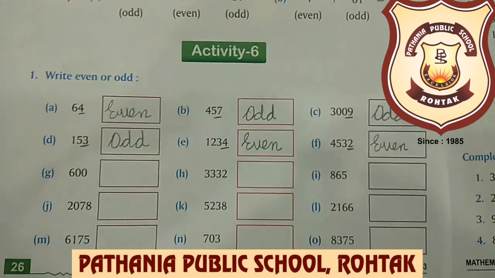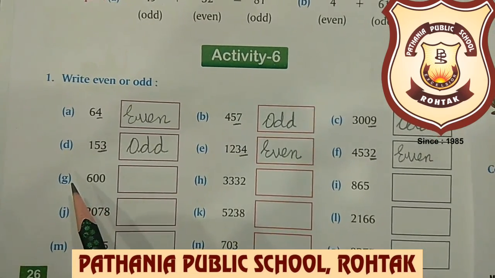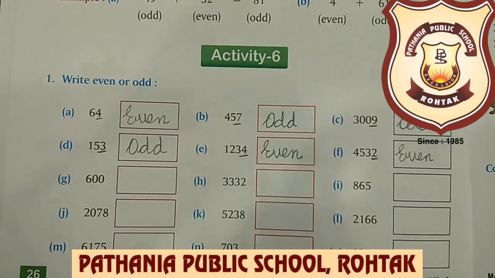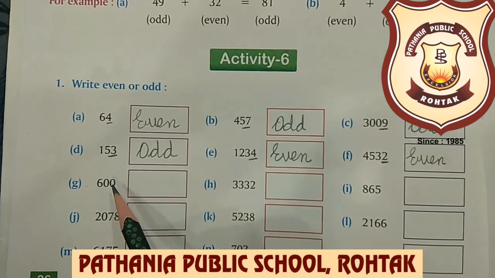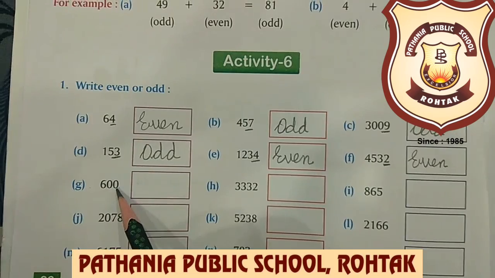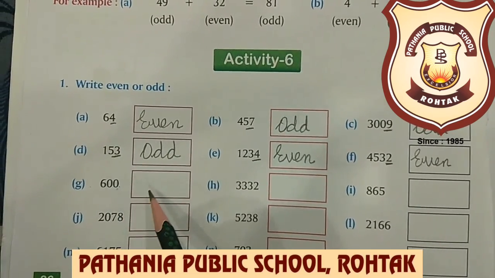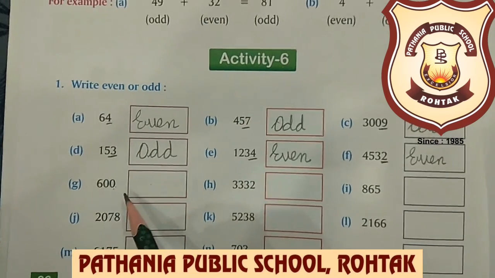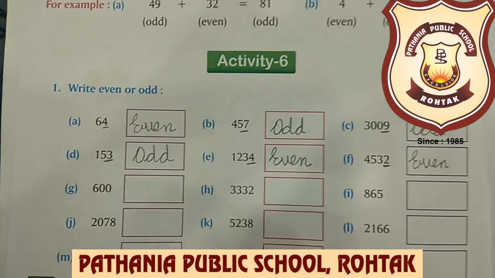So beta, by following the same pattern, you need to do parts G to O on your own in the book. Just make sure you look at the ones place digit only. If the ones place digit is an even digit, then the number will also be even, and if the ones place digit is an odd digit, then the number will also be odd.